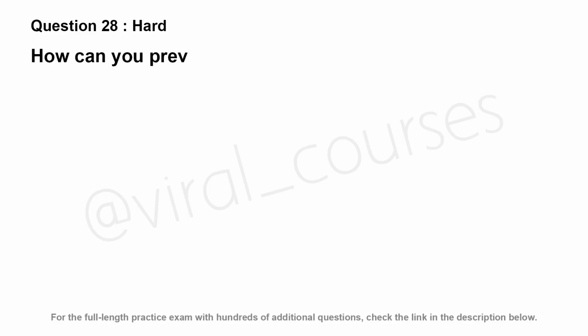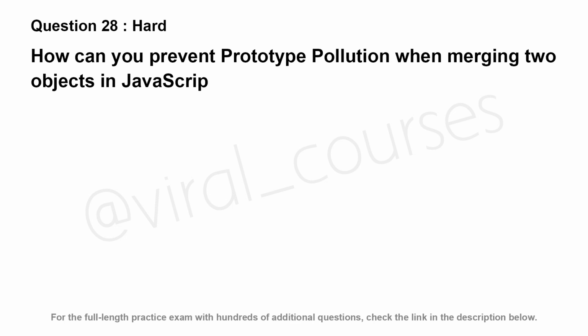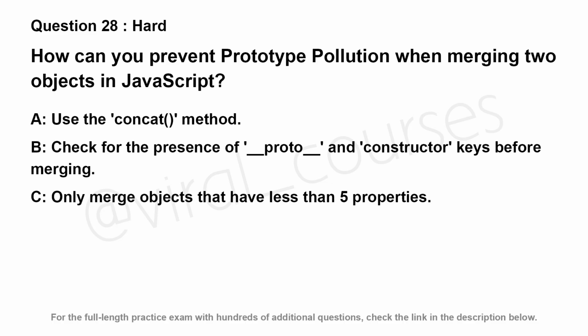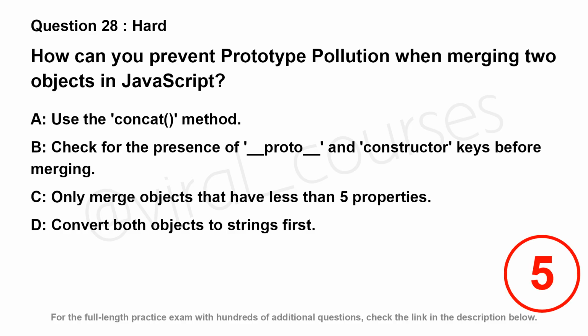How can you prevent prototype pollution when merging two objects in JavaScript? Option A. Use the concat method. Option B. Check for the presence of __proto__ and constructor keys before merging. Option C. Only merge objects that have less than 5 properties. Option D. Convert both objects to strings first.